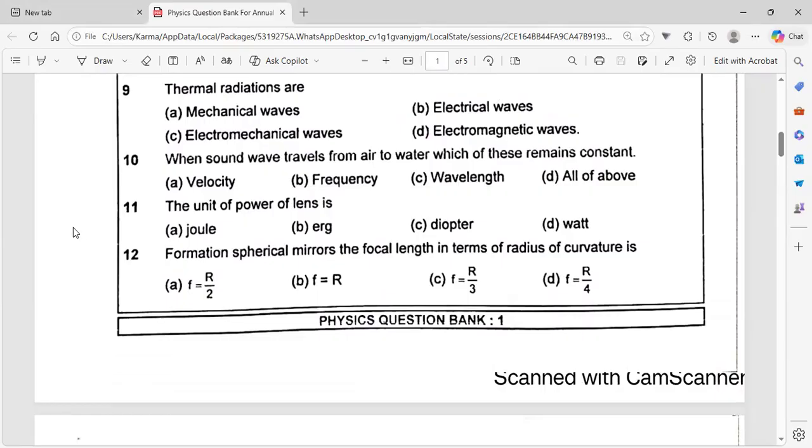When the wave travels from air to water, of course, during the refraction of any of the waves, the frequency remains constant, which is the quality. The unit of power is watt.